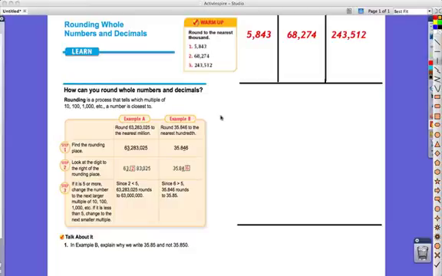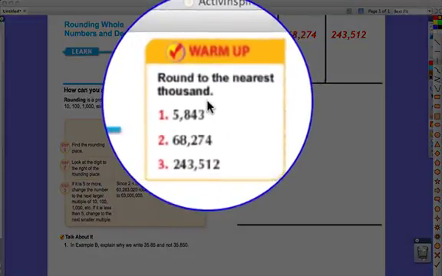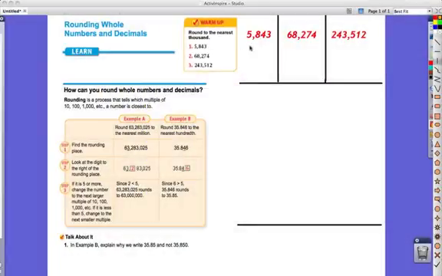Today we're going to replay rounding whole numbers and decimals. All right, let's get started. As you can see here in the center of your screen, we have a warm-up. Now the directions say round to the nearest thousand. To the nearest thousand. As you can see, I took the liberty of writing the numbers over here in red. Makes it a little more pretty.